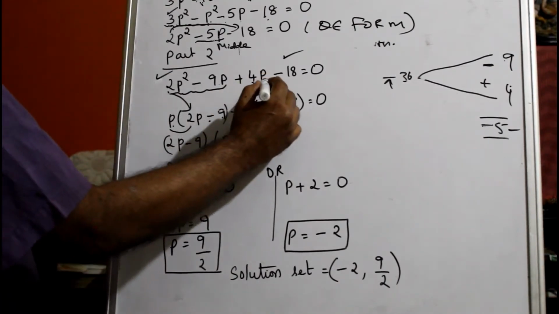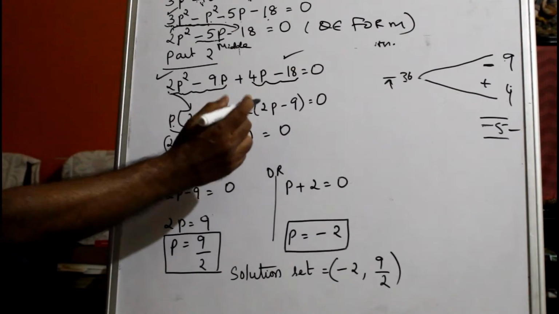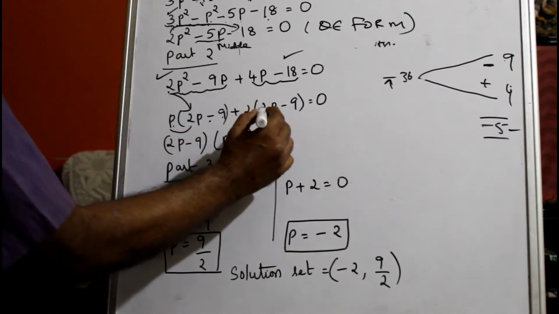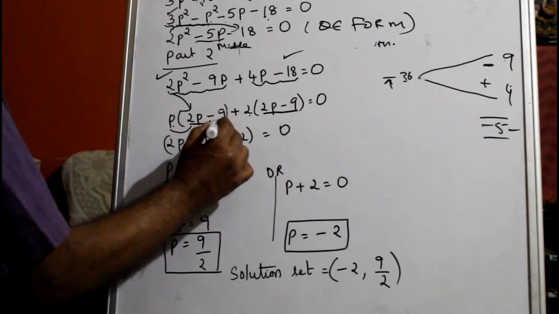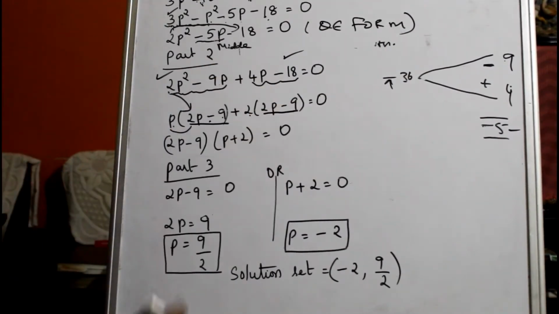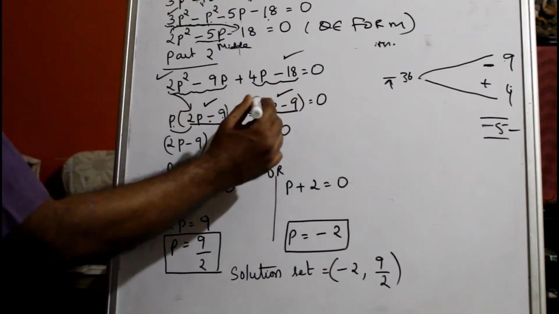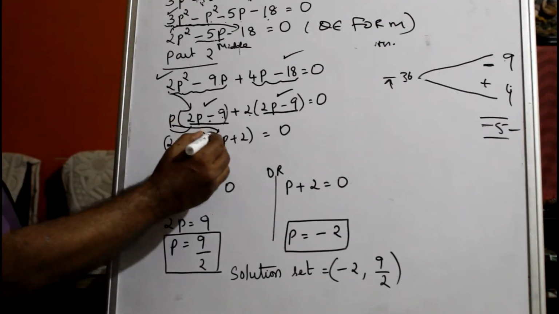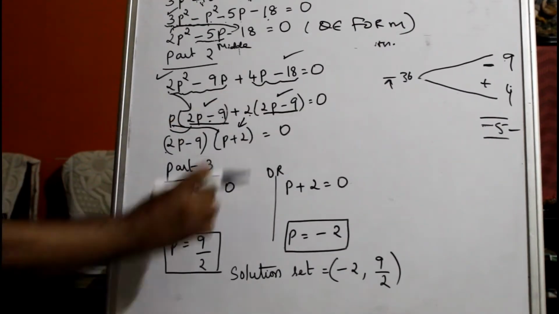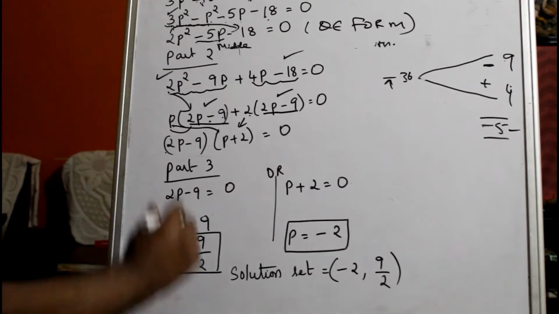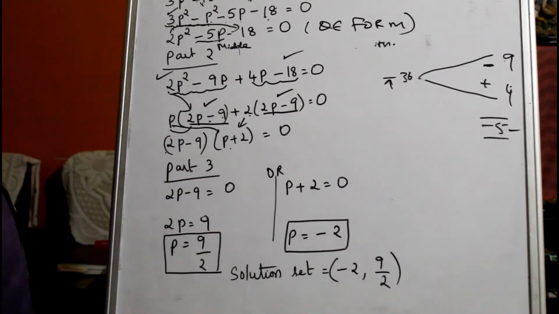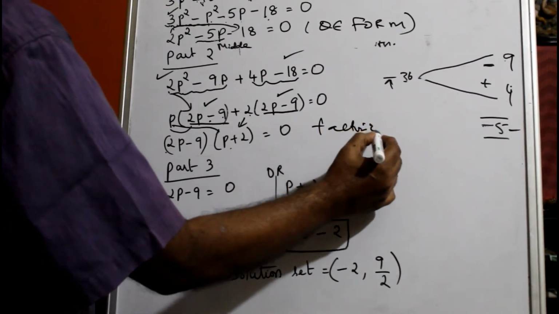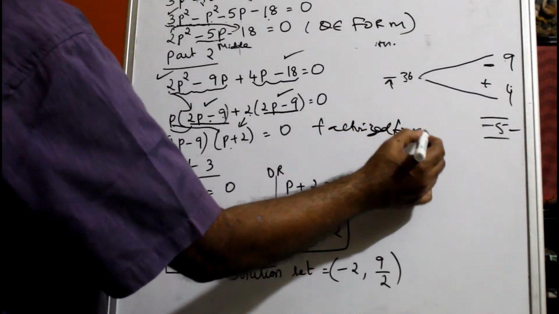Now take these two numbers. In these two numbers, p is not common, only 2 is common. So we take 2, you get 2p minus 9. So 2p minus 9 and 2p minus 9 equal to 0. Now 2p minus 9 is common. I write 2p minus 9 as the first factor, and then this p will come here, this 2 will come here, and you get the second factor p plus 2. So 2p minus 9 into p plus 2 equal to 0. This is called the factorized form of the expression.